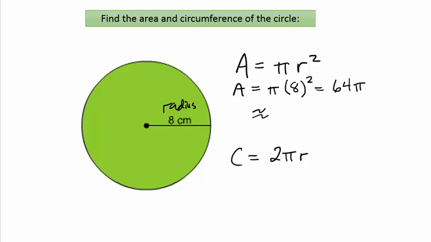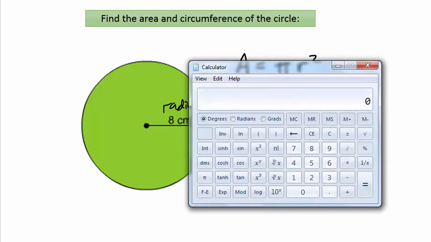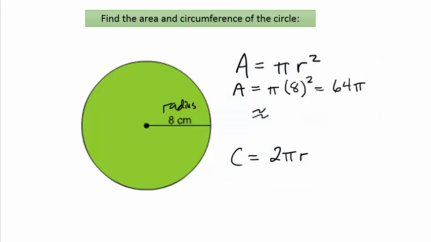times pi. So let's grab our calculator again, and let's take 64 times, and then the pi button on this calculator is right over here. 64 times pi is 201.06. And the labels are in centimeters, so since we're finding area, it'd be the number of square centimeters, so it's approximately equal to 201.06 centimeters squared.